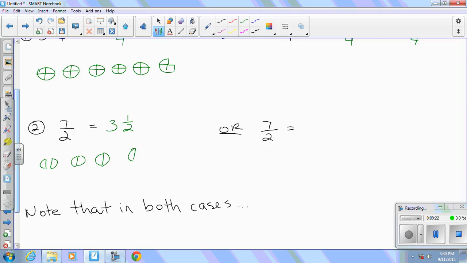Or I can do this. The little rule to remember would be 7 divided by, remember that horizontal line means divide. So 7 divided by 2 is 3 with a remainder of 1. So it gives me 3 and 1 half left over. Okay, so there's the 3 whole pizzas and the 1 half left over. Notice that in both methods, when I'm going from mixed to improper or from improper to mixed, in both cases, the denominator stays the same.